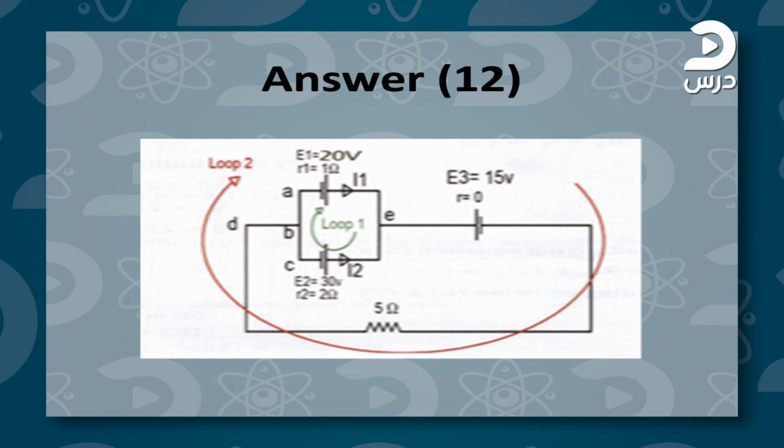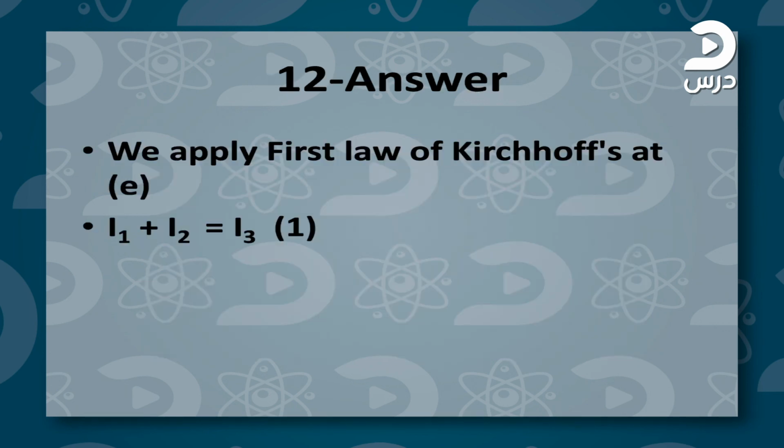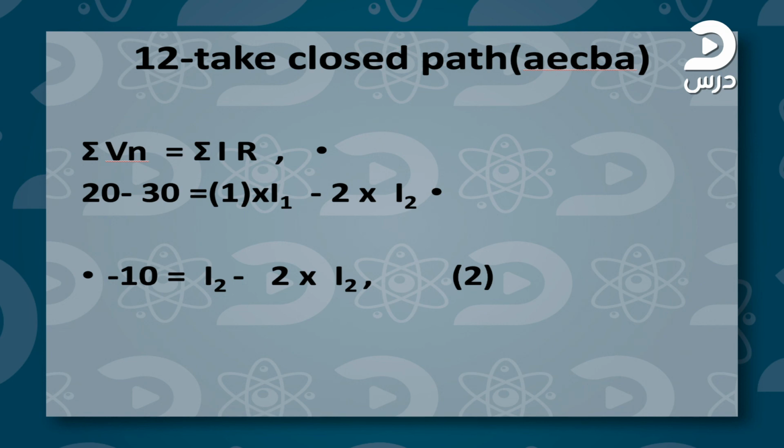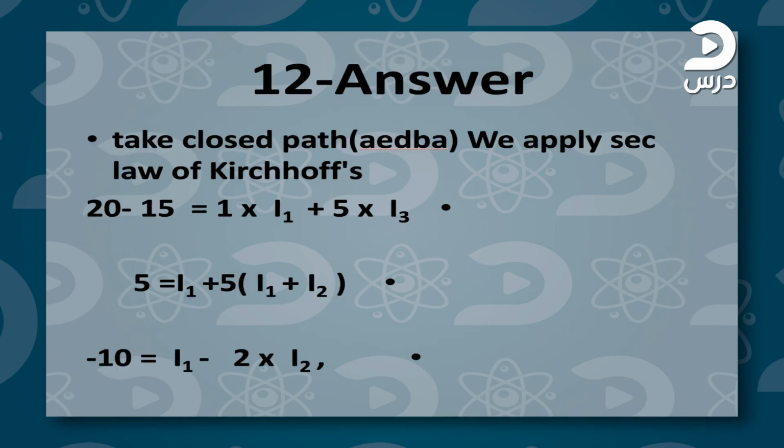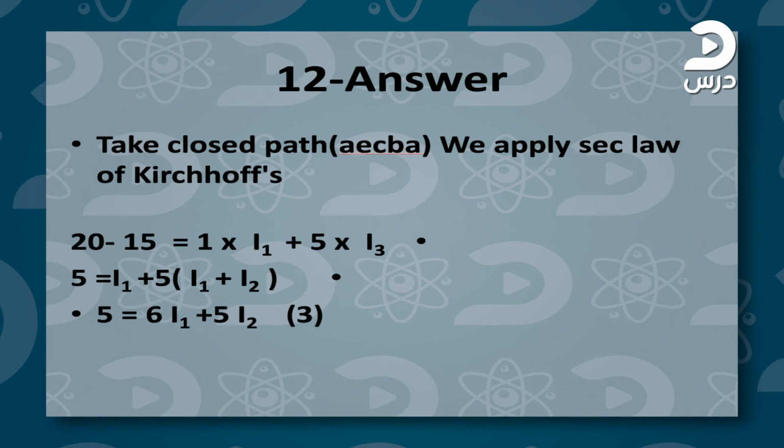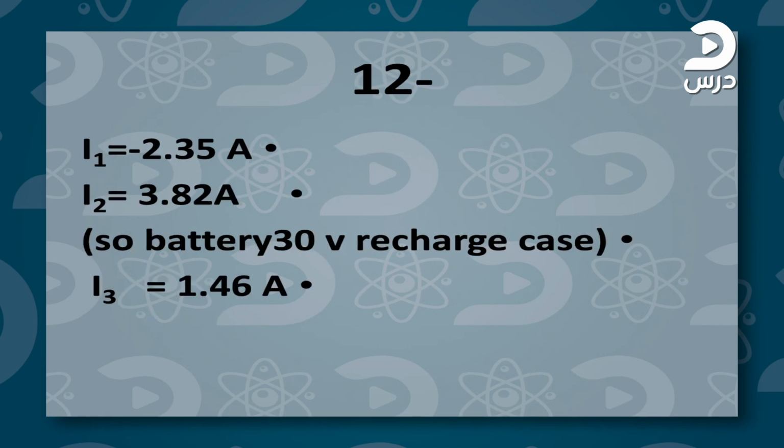Here we can take the big loop and the small loop. The first: I1 plus I2 equal I3. And the second, for AECBA: 20 minus 30 equal 1 multiply I1 minus 2 I2, so negative 10 equal I1 minus 2 I2. And Kirchhoff for AEDBA, we get that the 5 plus I1 plus 5 I1 plus I2, so negative 10 equal I1 minus 2 I2. So the final equation number 3: 5 equal 6 I1 plus 5 I2. So the final result: I1 negative 2.35 ampere and I2 3.82 ampere.